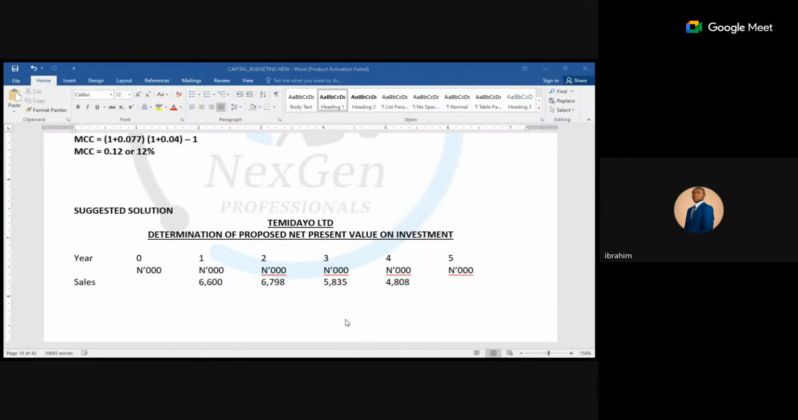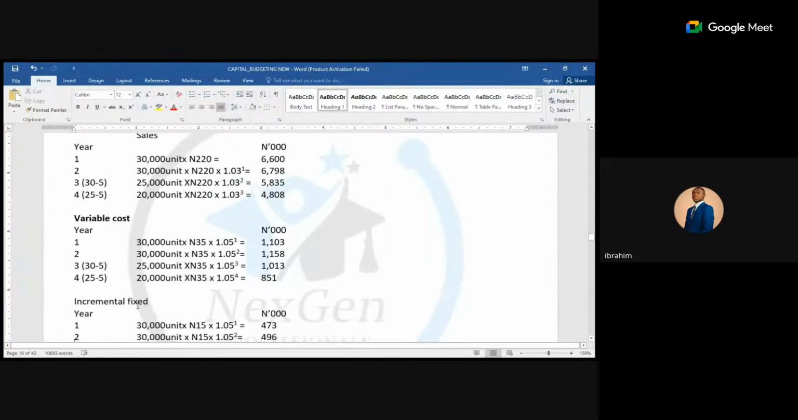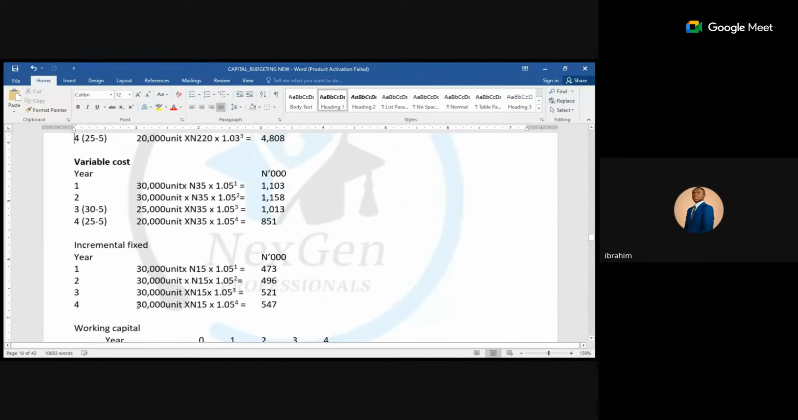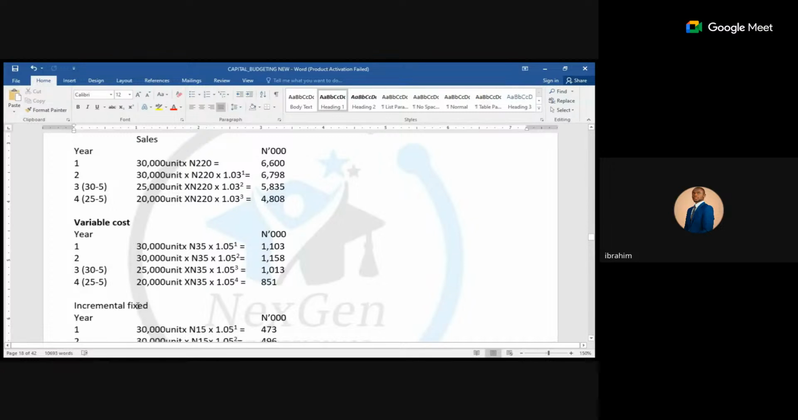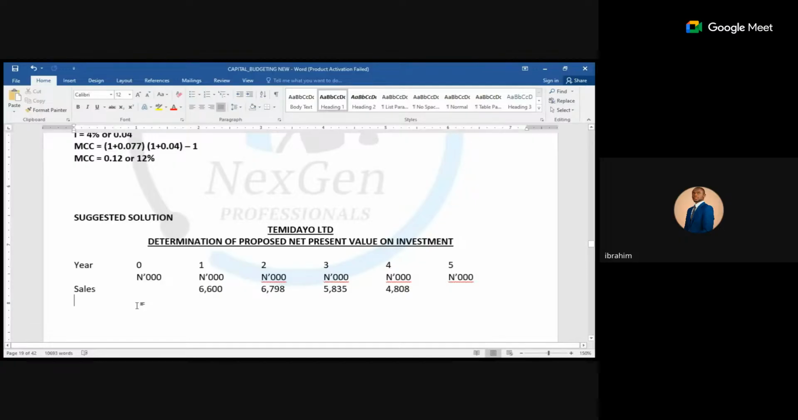Okay, let me finish this. So after sales, what do we have? We have variable costs. Please give me the figures. You can screenshot all these things, right? Less variable cost. So what is the variable cost?